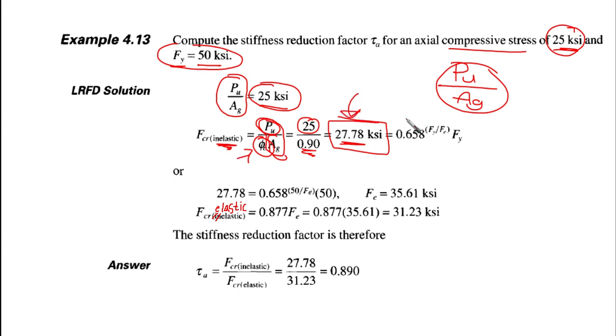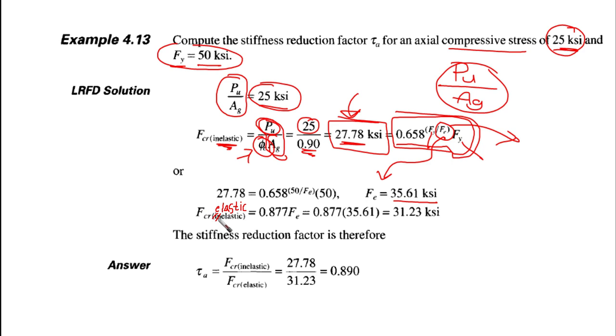This is the compressive strength here. We are going to equate it with this equation that is provided by AISC. We have F yield, it is 50, known here, known here. Then we can obtain FE only. So from this equation we can obtain FE to be 35.61 KSI. After we substitute with F yield 50 and 50 here, FE is the only unknown, and we obtain FE 35.61.